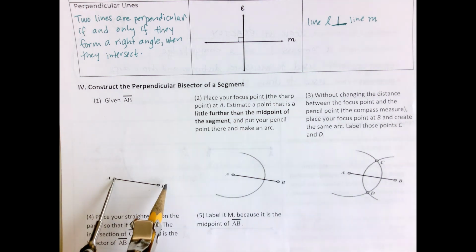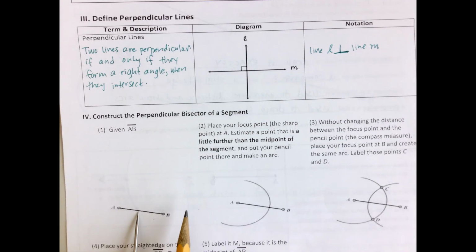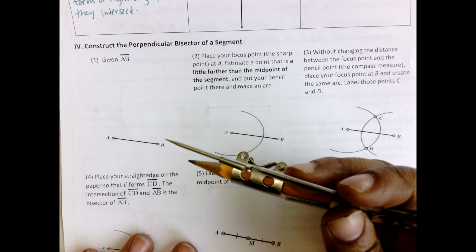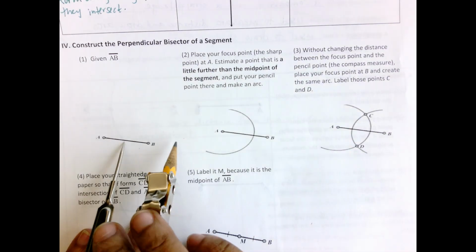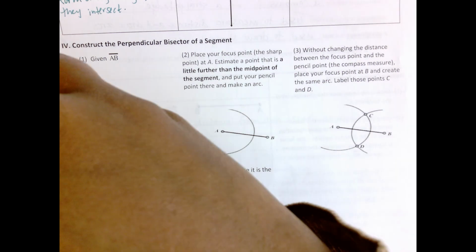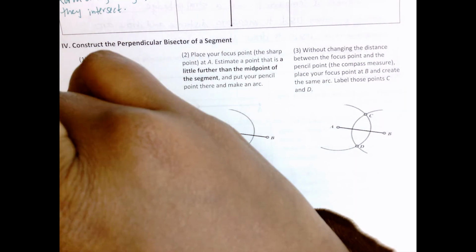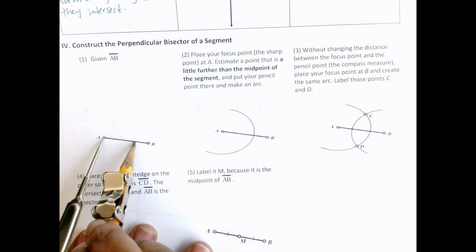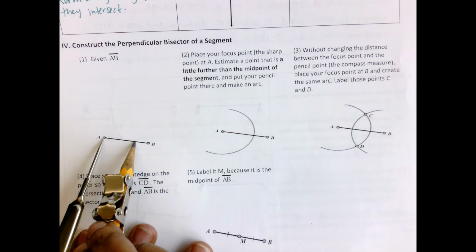And then it says to estimate a point that is a little further than the midpoint of the segment. So if I'm looking at it, I would guess that the midpoint would be right here. And so I want my pencil point to be a little further from that point. I'm going to put it right about here. Not at the midpoint. You want it a little further down than the midpoint, okay?